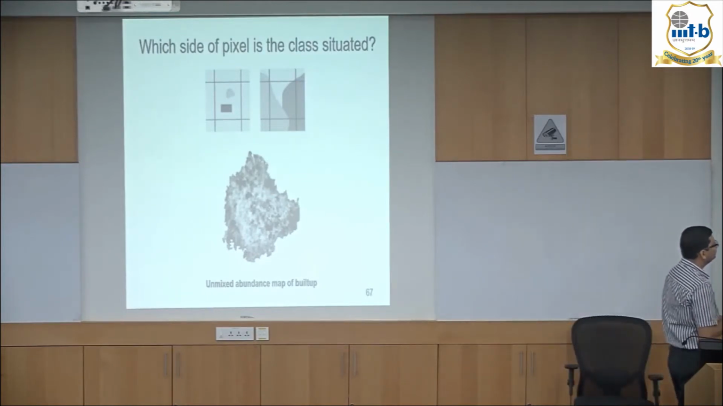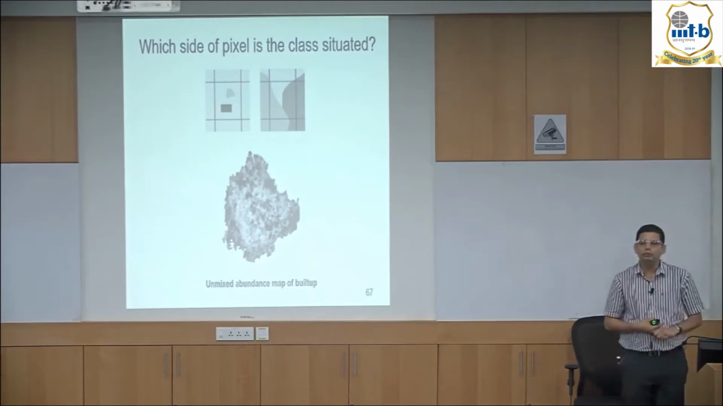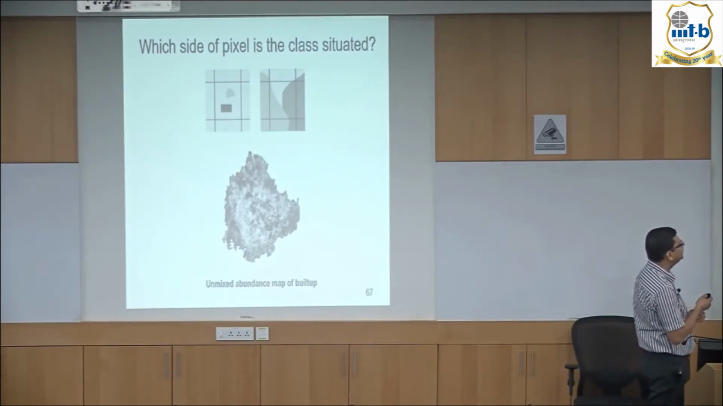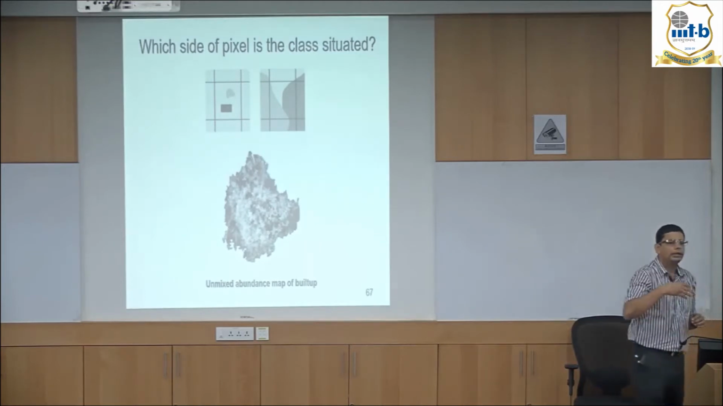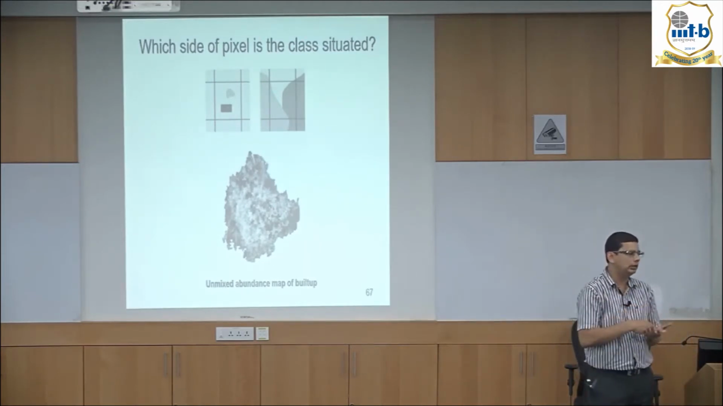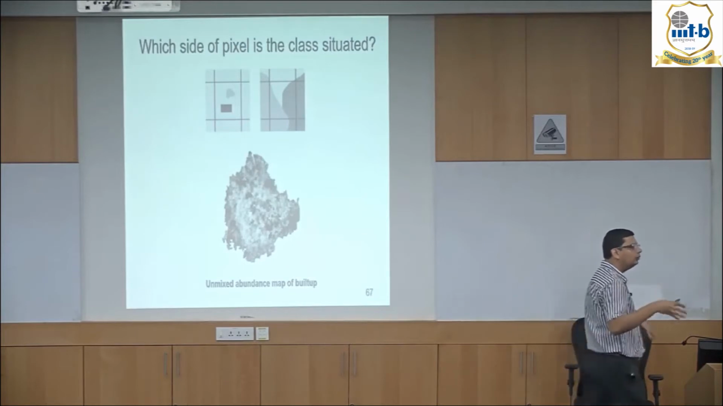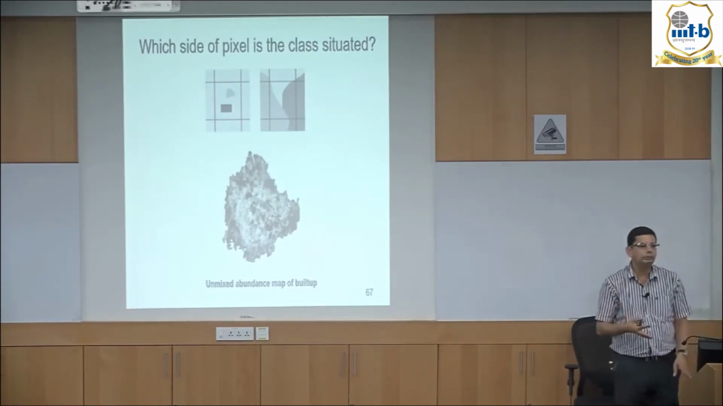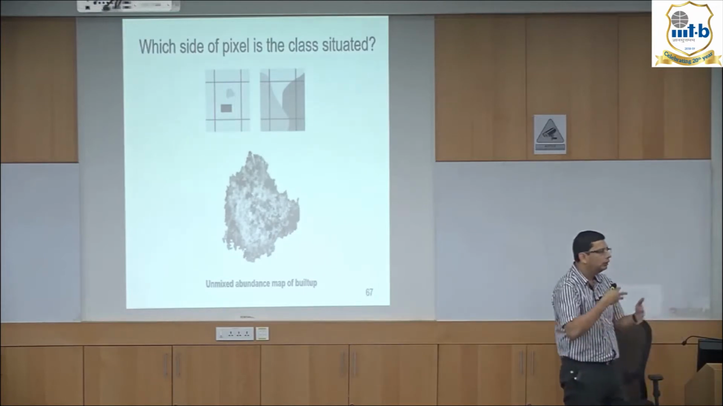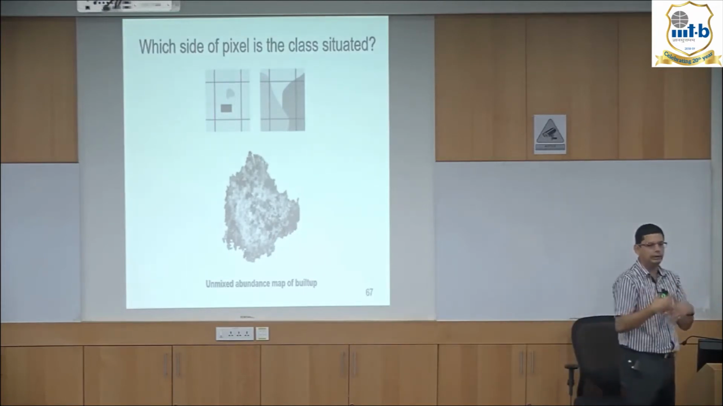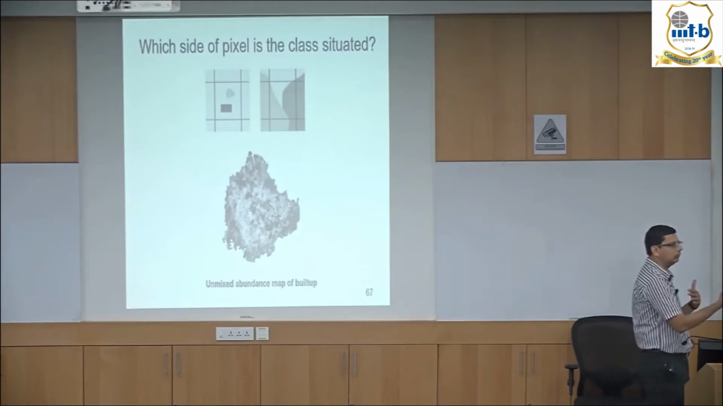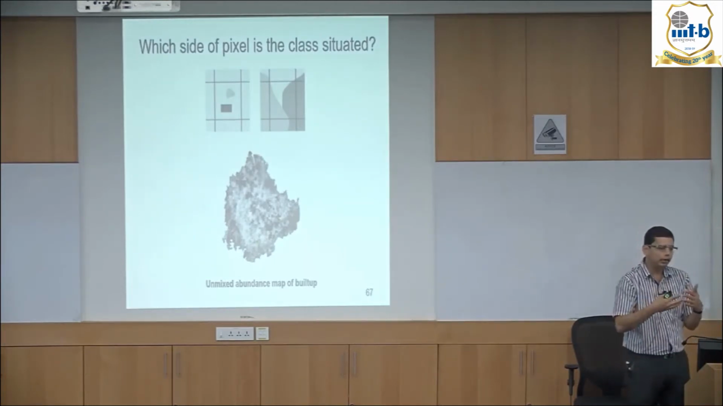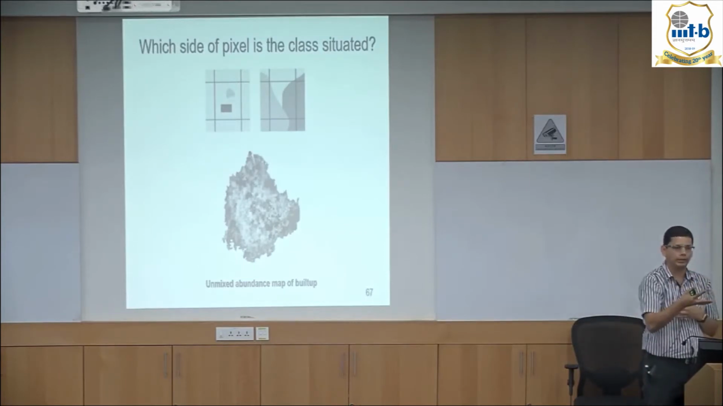Finally, once you get the output from any of the unmixing algorithms, it tells you the proportion of class A, B, C in a pixel, but it doesn't tell you which side of the pixel is the class. So for example, if it is a 1 kilometer by 1 kilometer pixel, and I say that there is 80% building, the algorithm doesn't say which side of the pixel is the 80%. So in case that information is not available, you may end up putting the class on the wrong side.